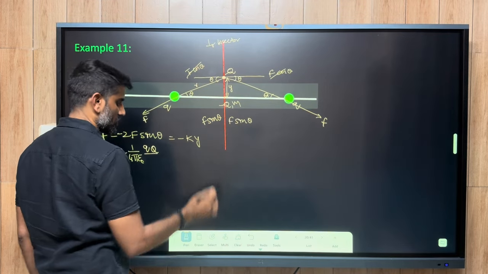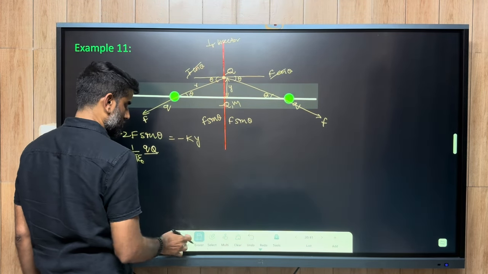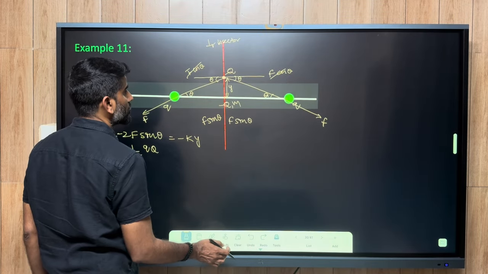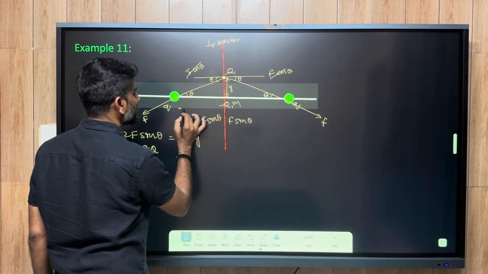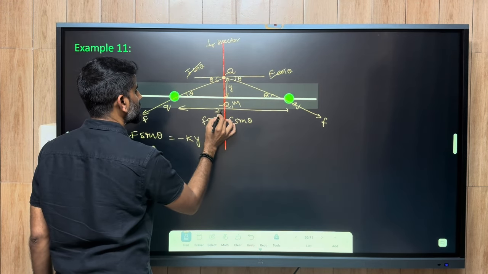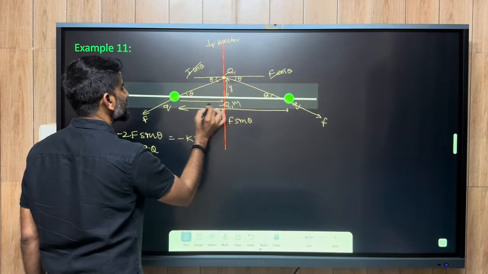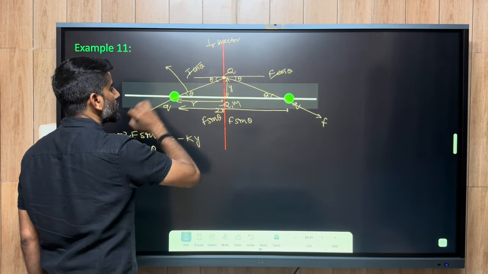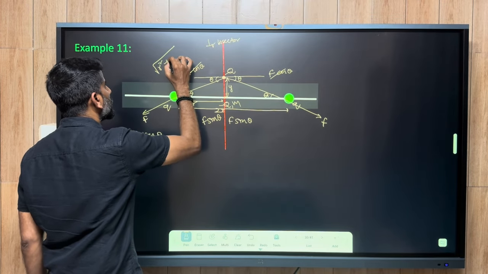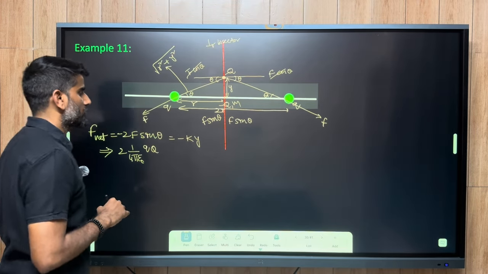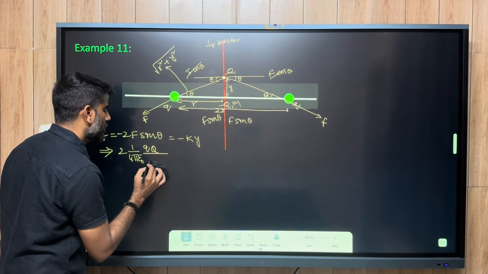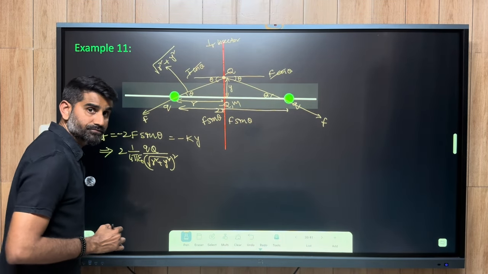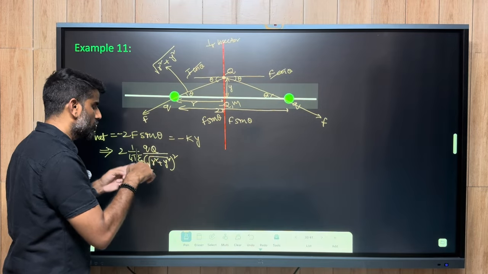I am going to define the distance as well. So this distance is 2r. That means this distance is r and this is y. So here this distance will be root over r square plus y square. Now divided by r square plus y square under root square. K q1 q2 by r square.